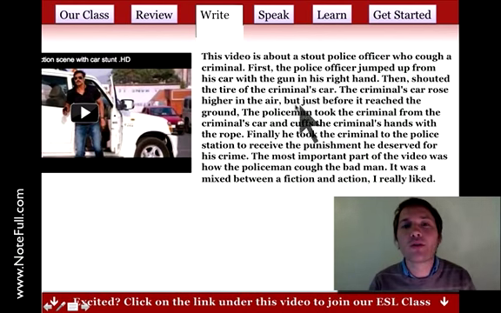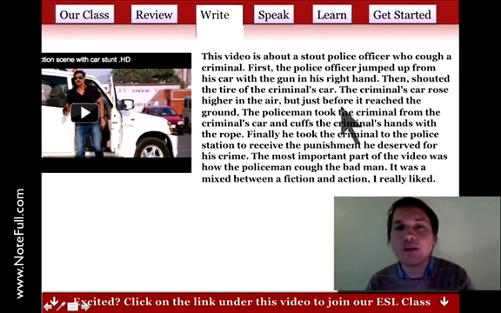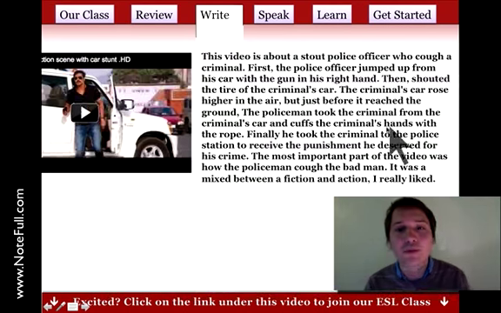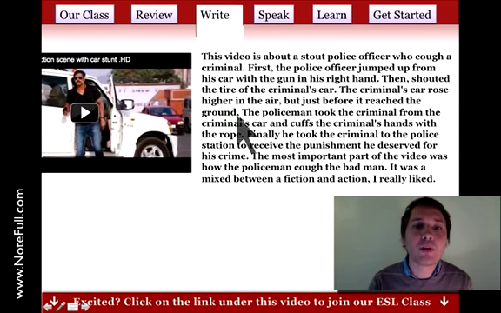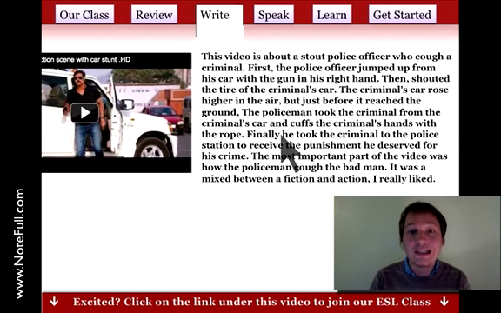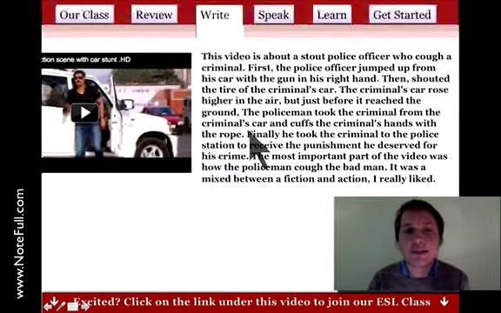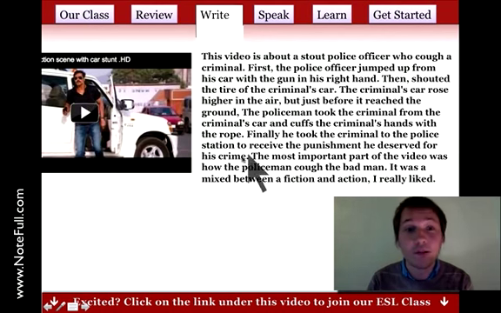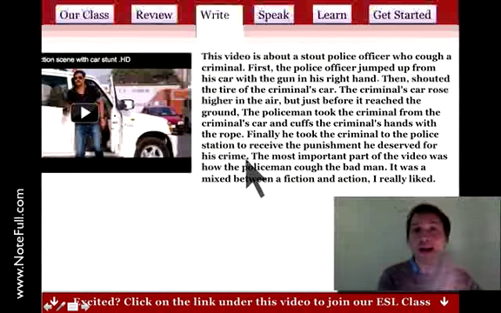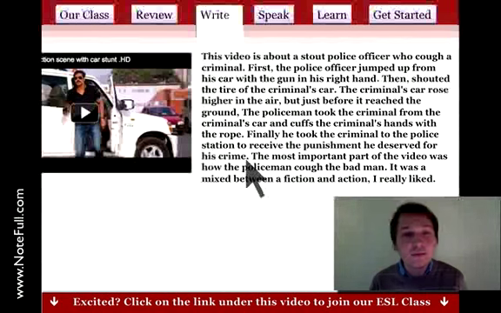The criminal's car rose higher in the air, but just before it reached the ground, the policeman took the criminal from the criminal's car and cuffed, it should be past tense, the criminal's hands with the rope. Now here we need a small t, because we only use a capital at the beginning of a sentence. Finally, we need a comma. He took the criminal to the police station to receive the punishment he deserved for his crime. Period. That's nice. We have a lot of subject, verb, object grammar in this paragraph, and the writer did a great job.